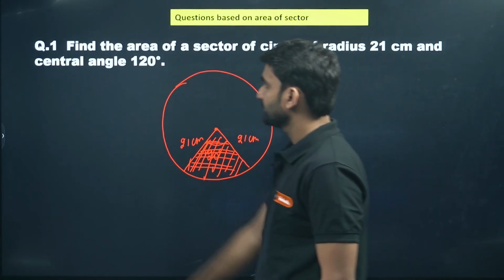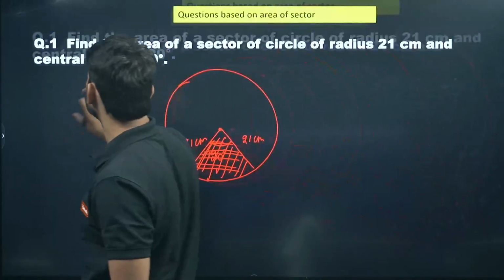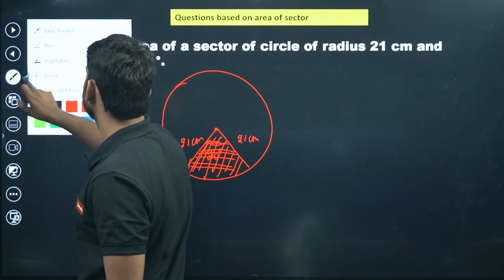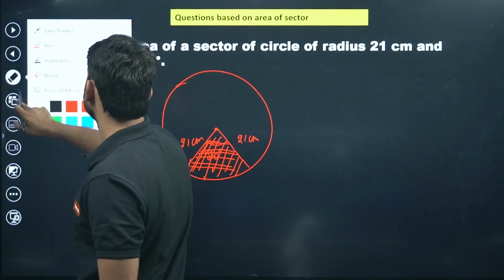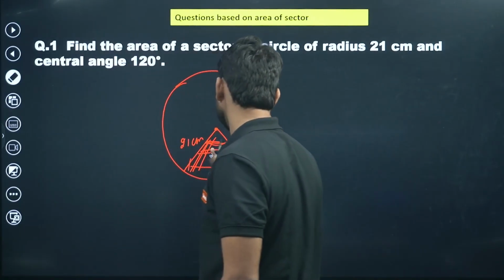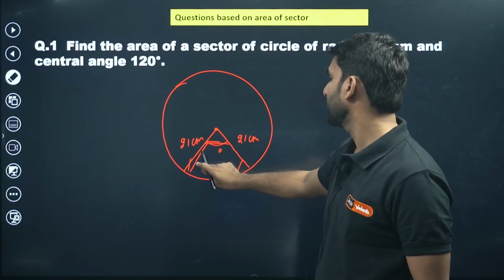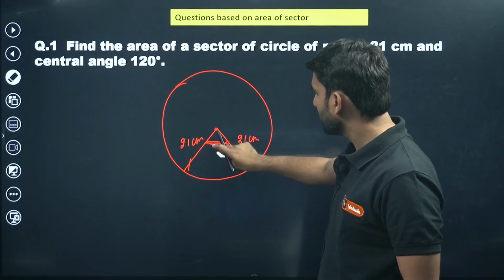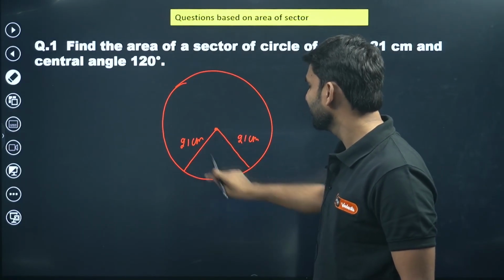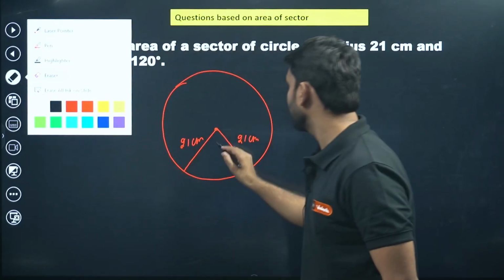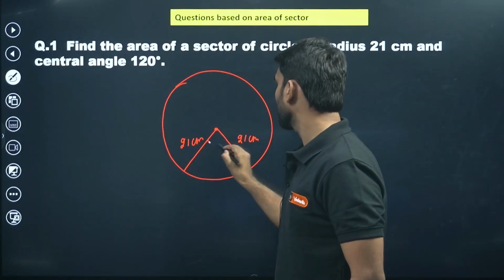Okay, the diagram becomes very complex. I think I should erase the designs. No need to draw the design, because on drawing the design the central angle is hiding. Okay, so central angle is 120 degree.